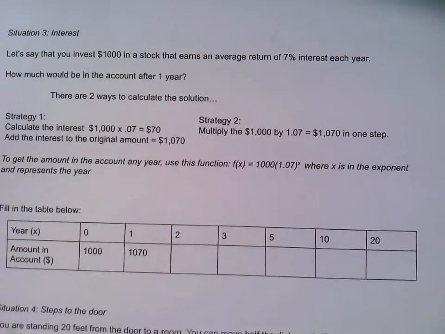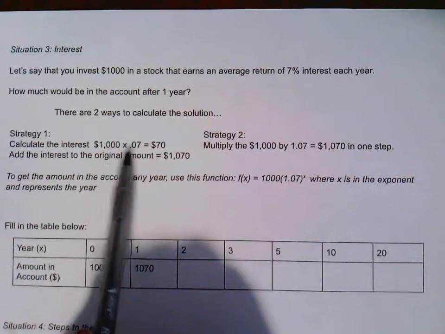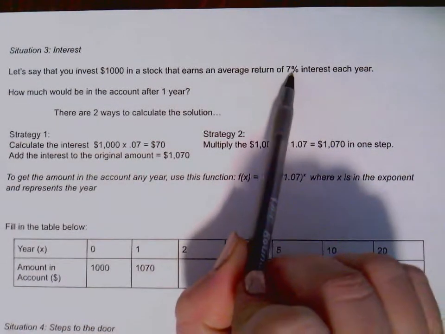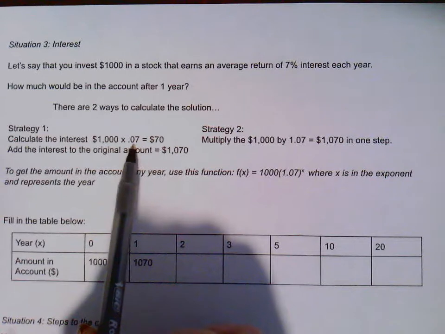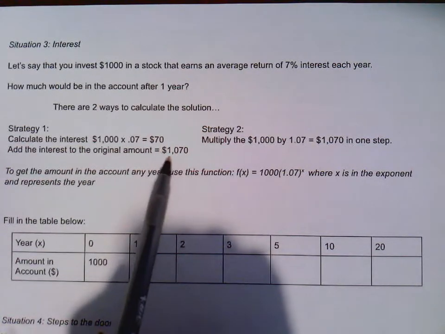All right, here is another problem with when you're growing, interest. So what if you put $1,000 into a stock and it earns 7% interest each year? How much would there be in the account after 1 year? Here are 2 ways that you could calculate this situation. So first, you could take $1,000, multiply by the interest rate. So 7% as a decimal is represented 0.07. So I take 1,000 times 0.07 and I get $70 of interest. Now I add that to my original amount. So now I have $1,070 in the account.